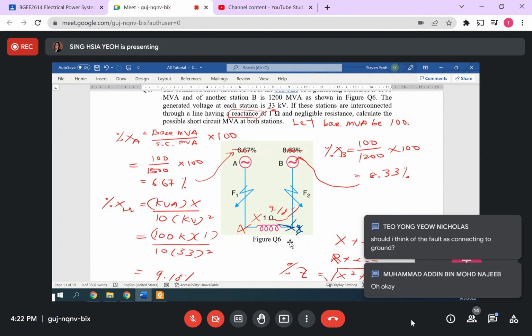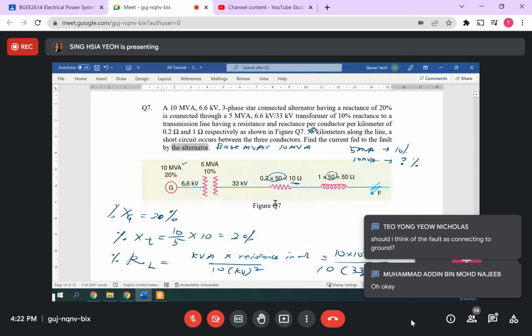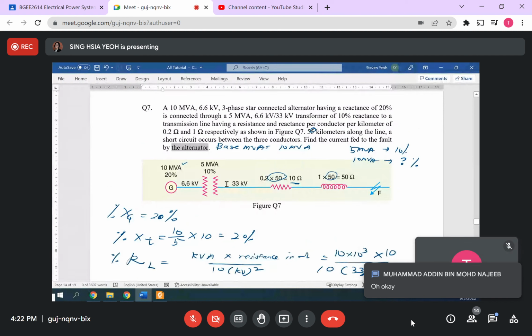Yes, what Zhenwai says is true. If by transformer, normally it won't be said as by transformer. By transformer is 33K. It will mention the high side or high voltage side of the transformer. That means you are using 33 kV.